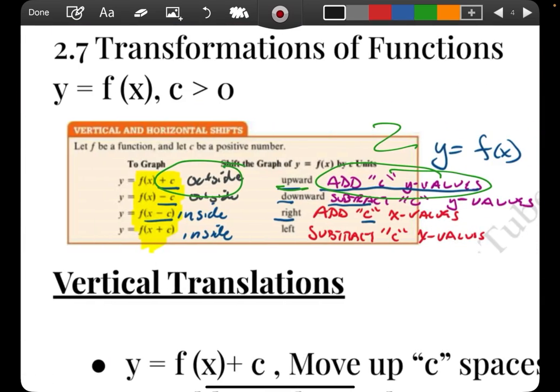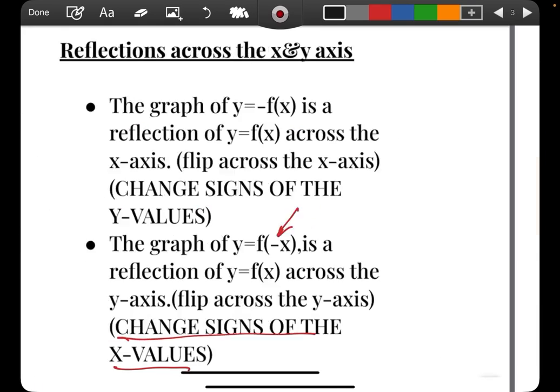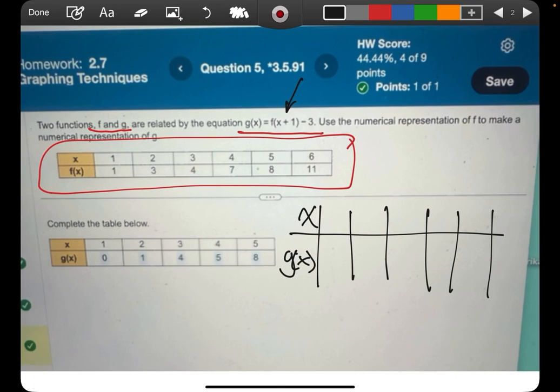So I'm going to come back over here. On the inside of my parentheses, we have a plus, so what we're actually going to do is subtract, in this case, 1 from my x values. So I go minus 1, minus 1, minus 1, minus 1, minus 1, minus 1. So that's 0, that's 1, that's 2, 3, 4, and 5.